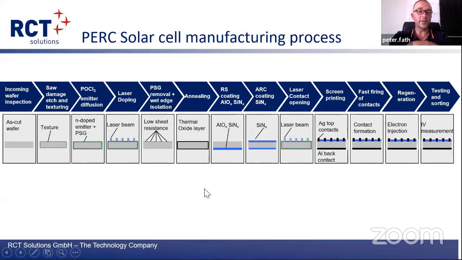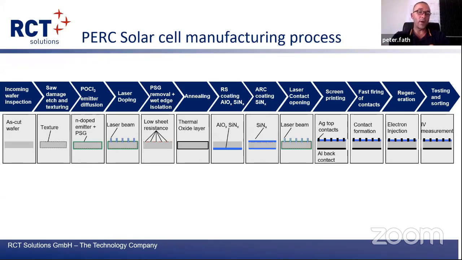And then at the surface, you observe a certain growth of a silicon phosphor glass, which is a silicate that contains phosphorus. And from this, at 850 to 900 degrees Celsius, we are driving the phosphorus into our silicon lattice.